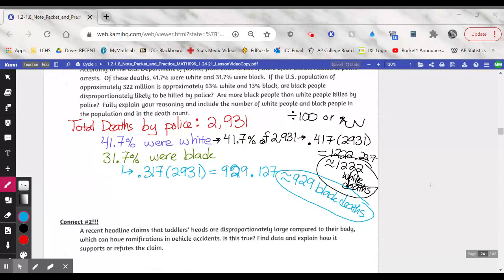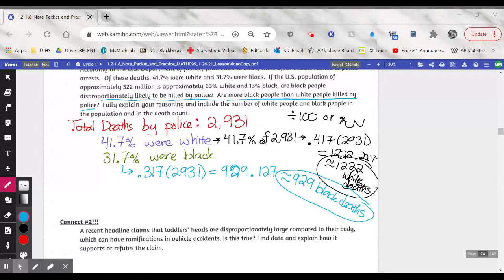Okay, so we are able to answer one of the questions. We're not able to look at disproportionately or not, but we are able to look at, are more Black people than white people killed by police? So when we look at our numbers here, we have more white deaths by police than Black deaths. However, the main point of this chapter is looking at proportionality.